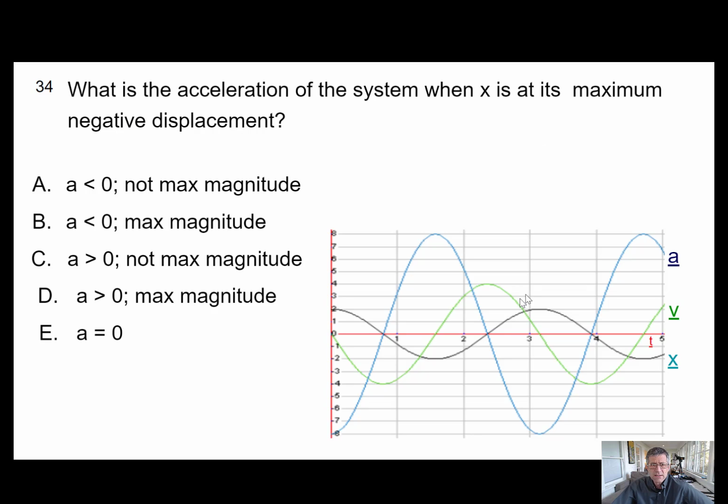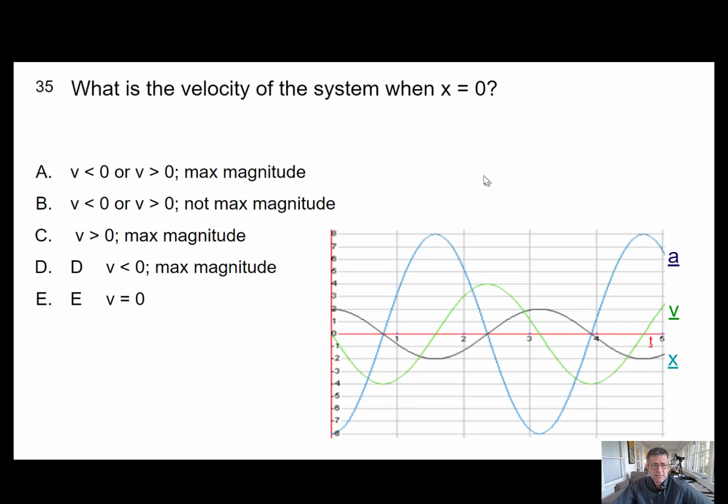What is the acceleration of the system when x is at a maximum negative displacement? So now I'm going to look at my negative displacement here, and now I have a maximum positive acceleration. I'm reading this black line, which is position, and that's going to tell me a maximum acceleration.